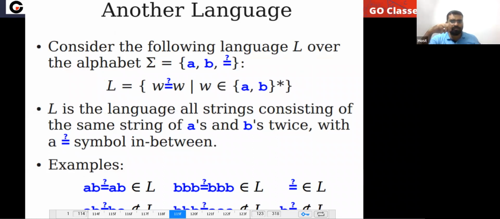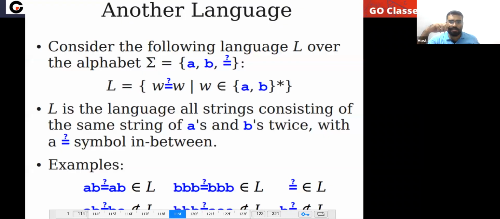Hi everyone. So let's see this question. In this question, what the question is saying. Our alphabet is A, comma B, comma this symbol. I don't know what this symbol is, but it is some symbol, a question mark symbol.